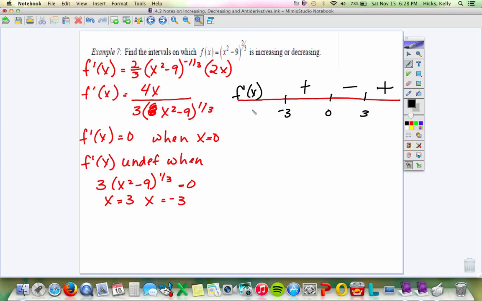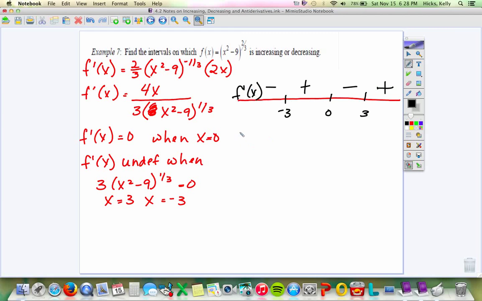Now for anything less than negative 3, I like to think about it in really big negative numbers. If you plug in negative 1,000,000, you're going to have negative 4,000,000 on the top, and then some other positive number on the bottom because it's squared minus 9. So if it's some huge number minus 9, it is going to be a positive number, but the numerator is negative, so we are negative right here.